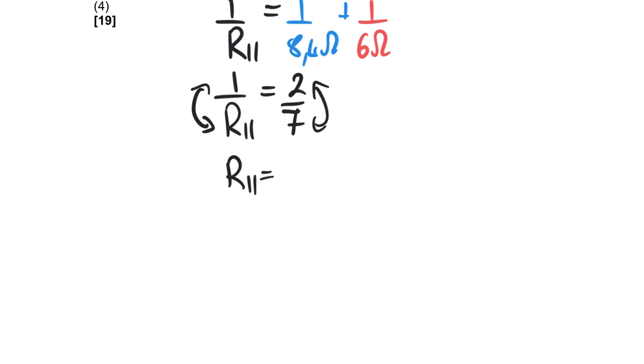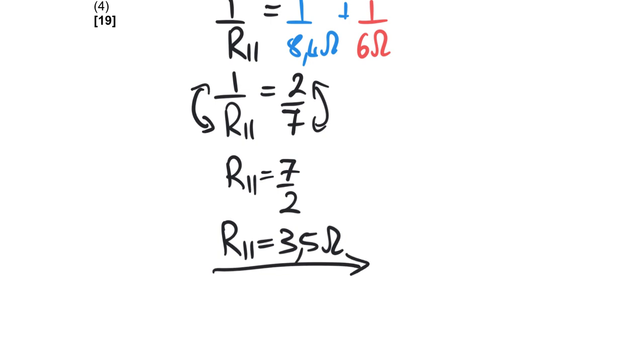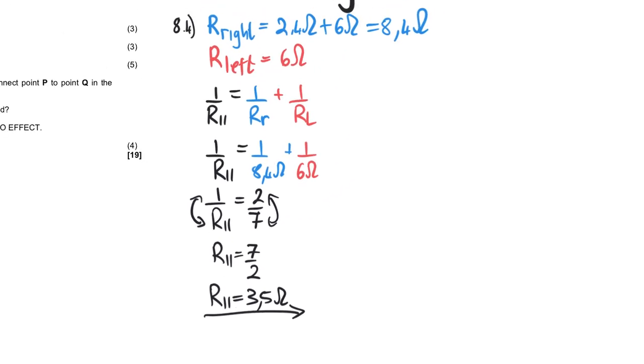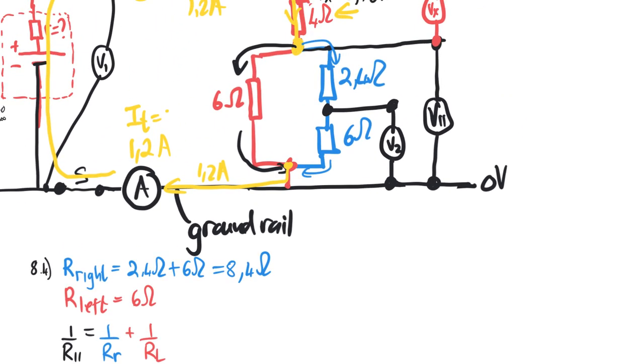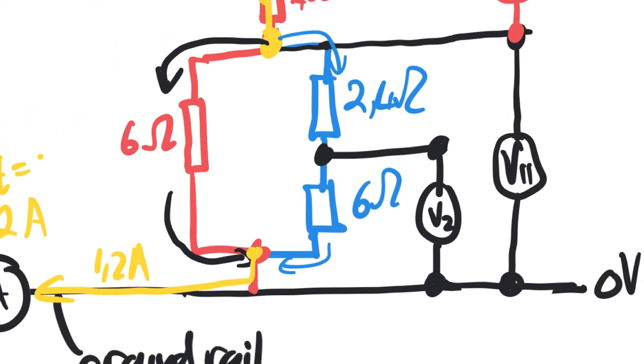So R parallel is going to be 7 over 2, which is going to give us that R parallel is 3.5 ohms. Now, one of the things I always like to do is to take the magnitude of the parallel resistance and then check that it is smaller than the smallest of the resistances in that part of the network or circuit. You can also use the term network for circuit. So if we look here, we can see that 3.5 is less than the 6 ohms, and 3.5 is certainly less than the 8.4 ohms.